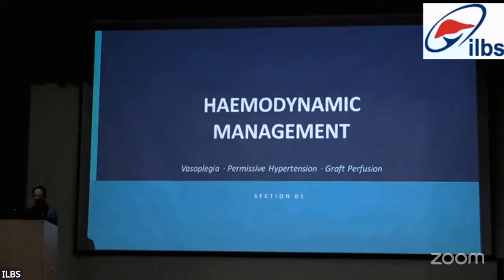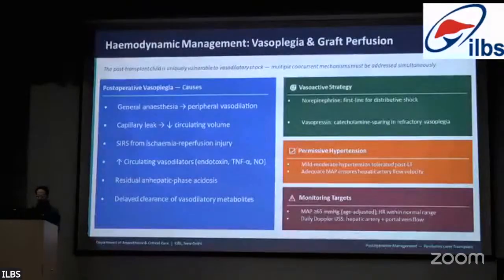Coming to the first part of ICU management, hemodynamic management, the post-transplant child is vulnerable to vasodilatory shock. There are multiple concurrent mechanisms which must be addressed simultaneously. The causes of postoperative vasoplegia are residual effect of the general anesthetic, which causes peripheral vasodilatation. Capillary leak decreases the circulatory volume. Surge from ischemia reperfusion injury, residual anhepatic phase acidosis, and delayed clearance of vasodilatory metabolites.